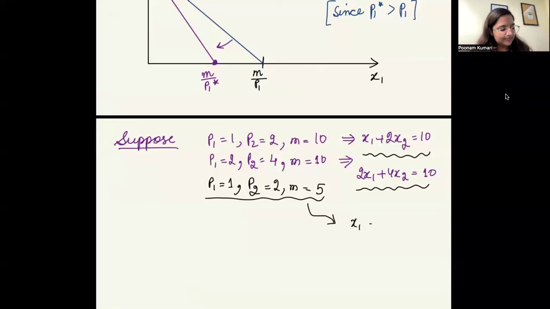Inward. Okay, x1 plus 2x2 is equal to 5. And this line is also the same, right? If you take 2 common and cancel, this line also becomes the same. Yes, ma'am. Is that right or not? So when your prices change by the same proportion, it is like your income is getting reduced.